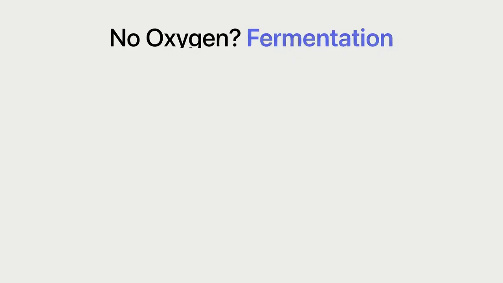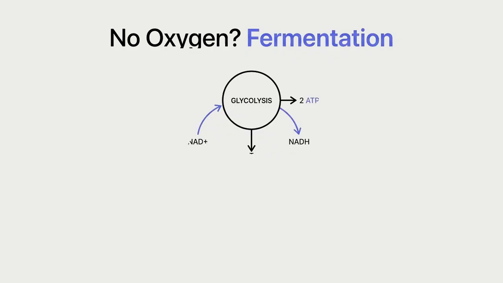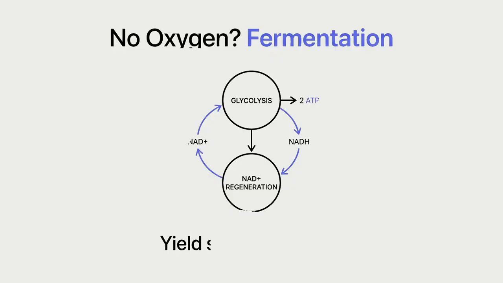What if oxygen is not available? Cells use fermentation. Fermentation does not make extra ATP. Its only job is to regenerate NAD+, so glycolysis can continue. The ATP yield stays low at 2 ATP per glucose, which is enough for short-term survival, but not efficient. Cells can also get energy from fats and proteins.